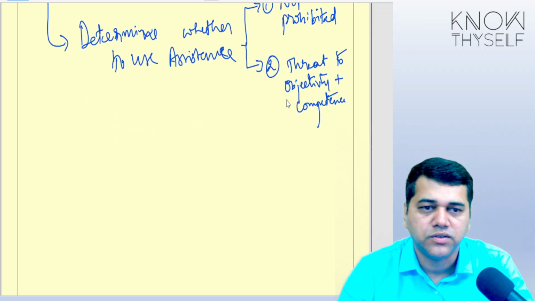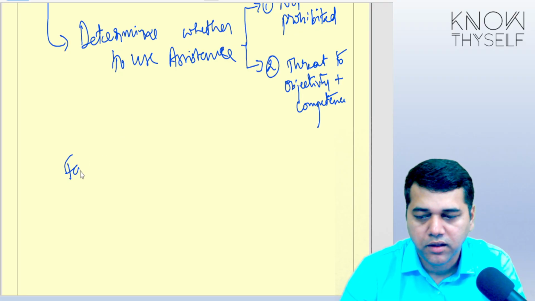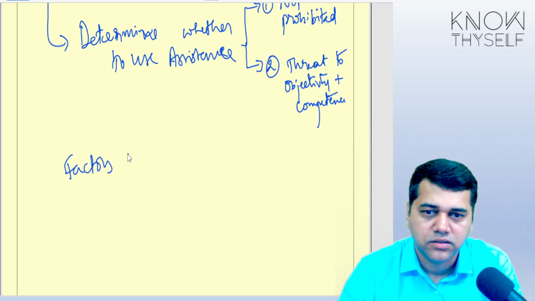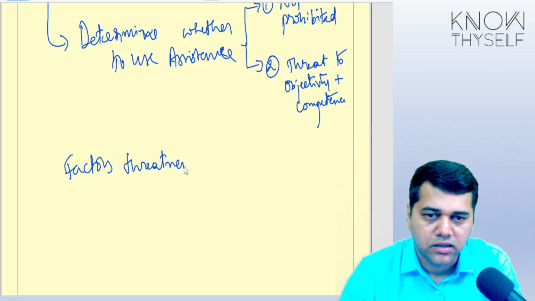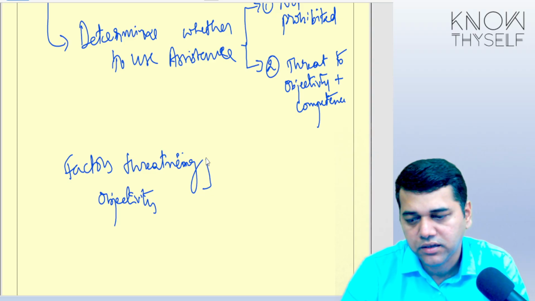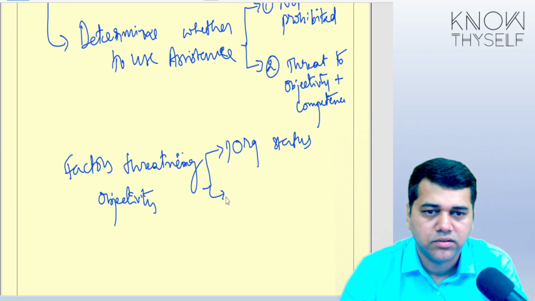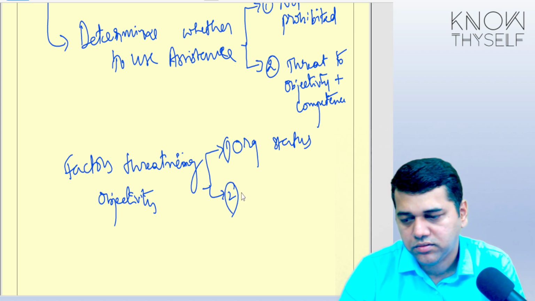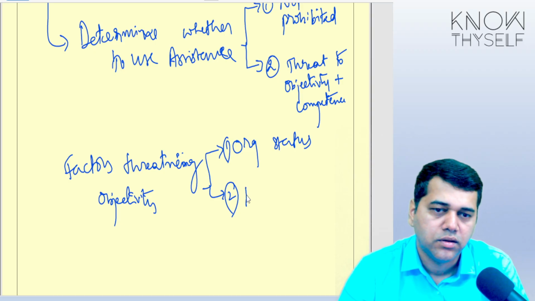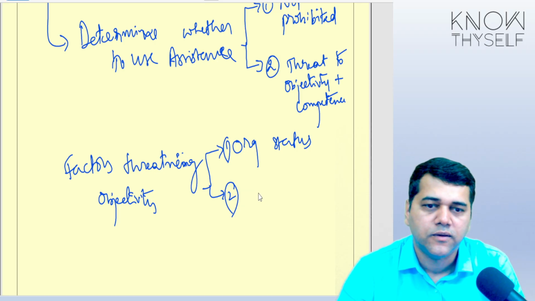So now one question comes, when you talk about the objectivity, factors threatening objectivity. One small concept comes here. Which of the factors threaten the objectivity? One, org status. Personal relationships. I can say include family also. That means they are relatives.